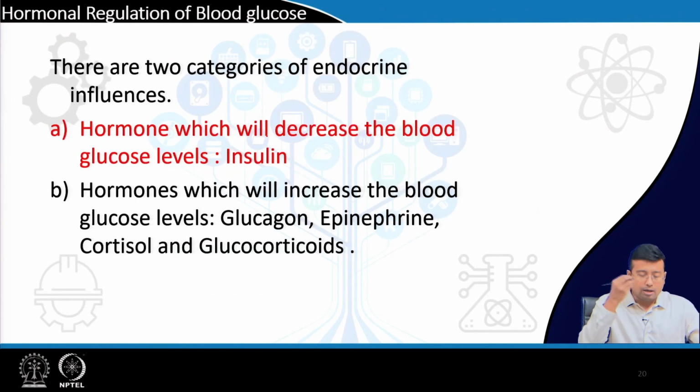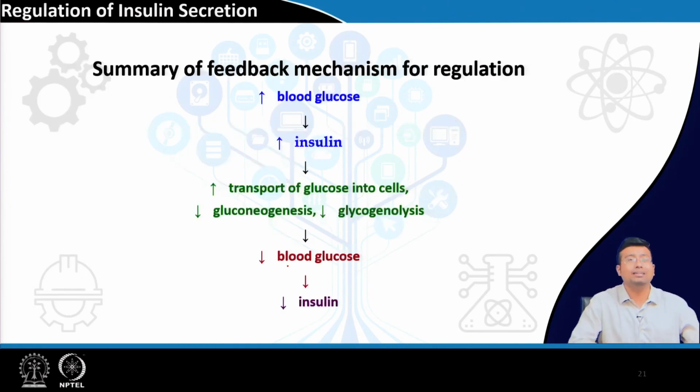Now, in the next few slides we will summarize the action of hormones by which the blood glucose level is altered. There is only one hormone that will decrease the blood glucose level, but there are multiple hormones that will increase it. So, glucagon, epinephrine, cortisol and glucocorticoid will all help in increasing blood glucose. This is the summary. When blood glucose is high, insulin level goes up.